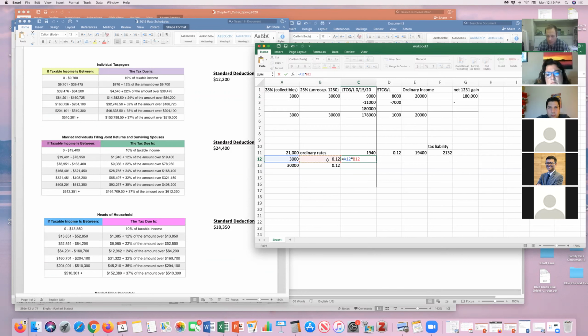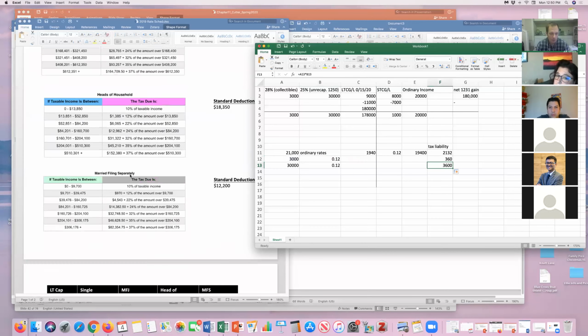Those got taxed at, hold on. I'm actually going to take this and put it over here in my tax liability column to keep them together, right? So that's going to be 3,600 for this one so far. So now I've taxed all of this, and now I have my long-term capital gains.